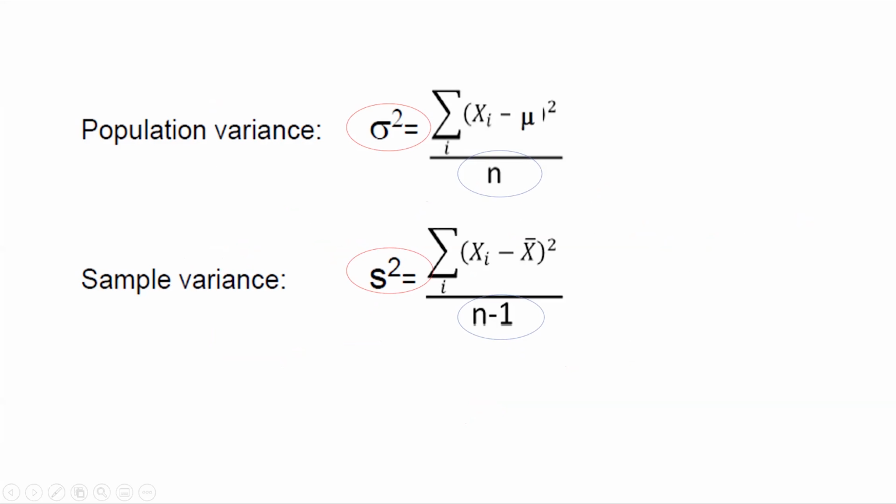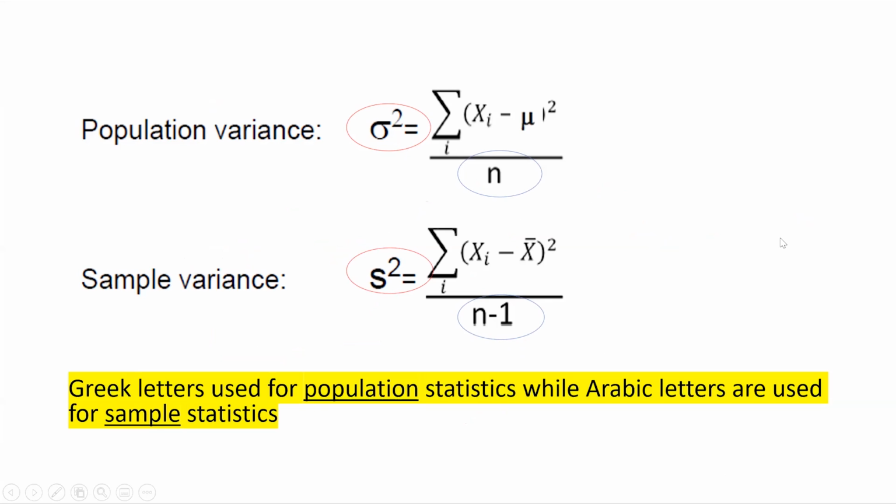There is a difference between population variance and sample variance. In general, we use Greek letters for population statistics and Arabic letters for sample statistics. So we have sigma squared instead of s squared. And you see that instead of n minus 1, our degrees of freedom, we just have n. But that's just the big difference between these two, and you should be aware of that. Oh, and this is the mean. This is a population mean, mu, instead of x bar.